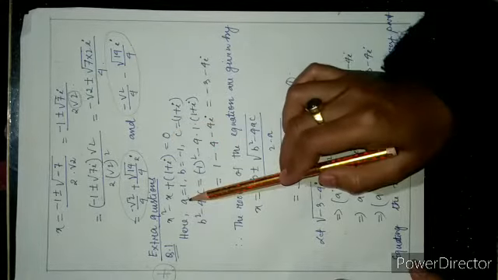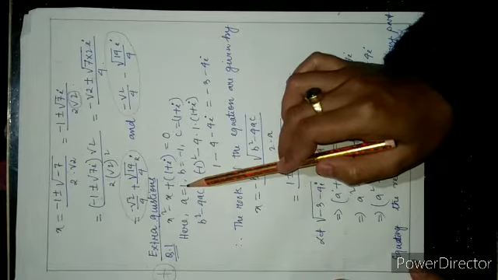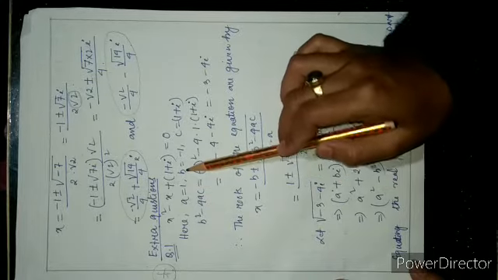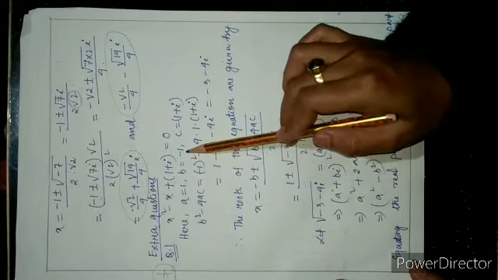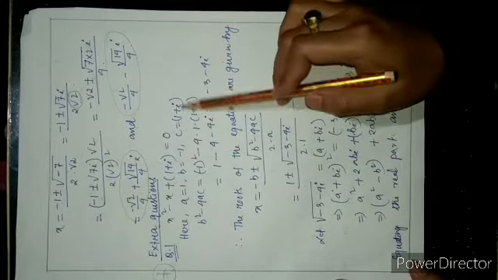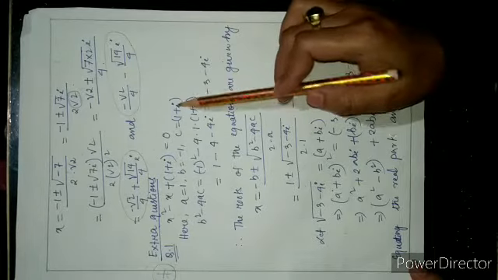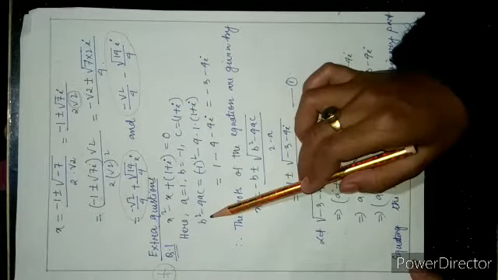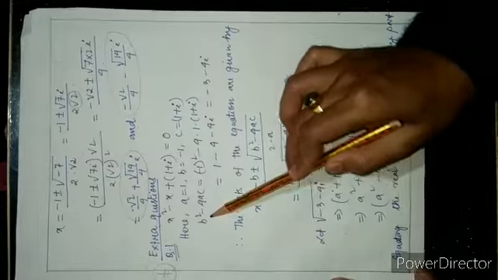First, write the values of a. A means coefficient of x square, 1. Then write b. B is the coefficient of x, minus 1. And c. C is equal to the constant 1 plus i. Here the constant is a complex number. Then write or find the value of b square minus 4ac.